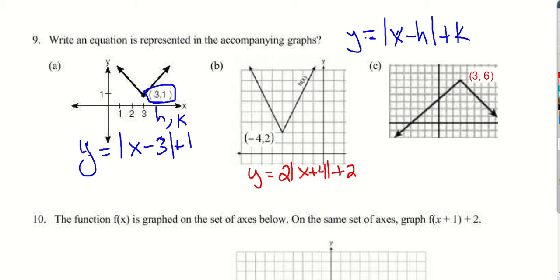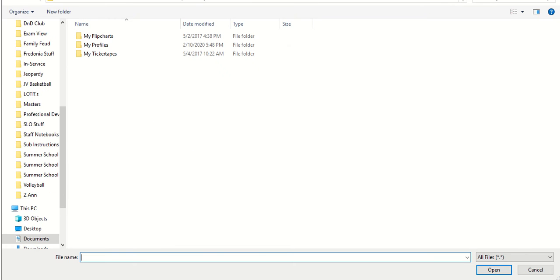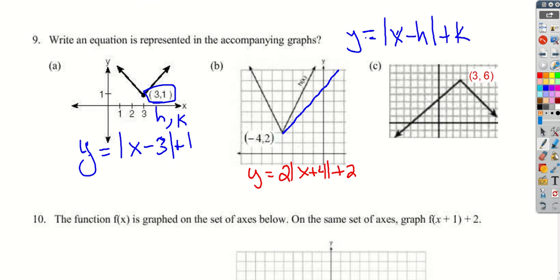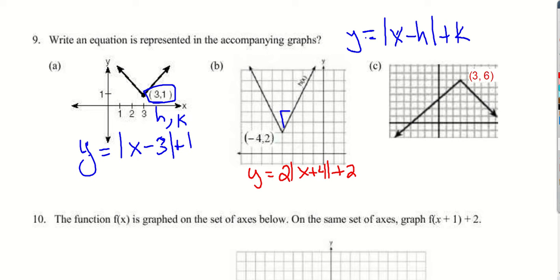We already did this one together. This one you can tell has a slope of 2. So instead of going 1, 1 all the way like this, we're actually going up 2 and over 1. So it has a slope of 2. I can see the slope is different, so we can kind of count that. It's a 2 in front. That's our slope, so we're doing a vertical stretch of 2.